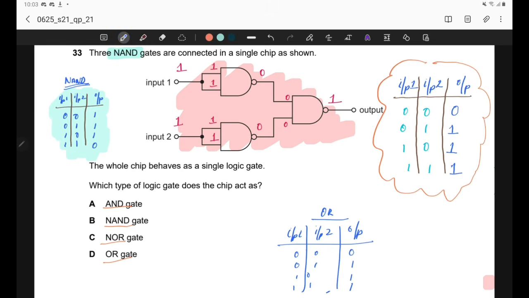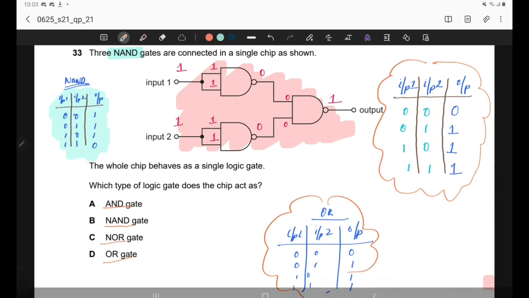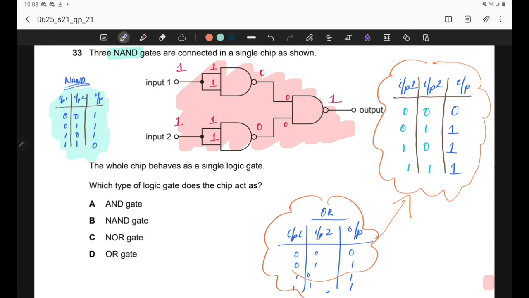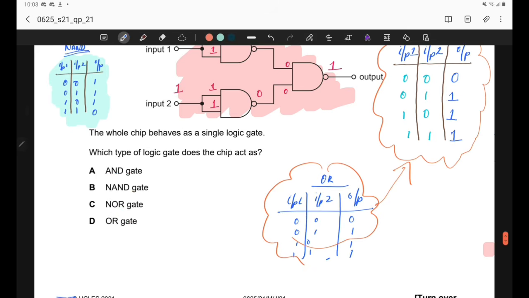And now we can relate that this truth table is the same as this one. Therefore, the given combination of logic gates in the question is similar to the truth table of an OR gate, or it works the same as an OR gate.